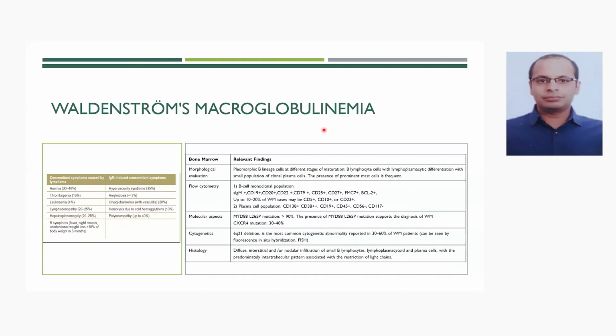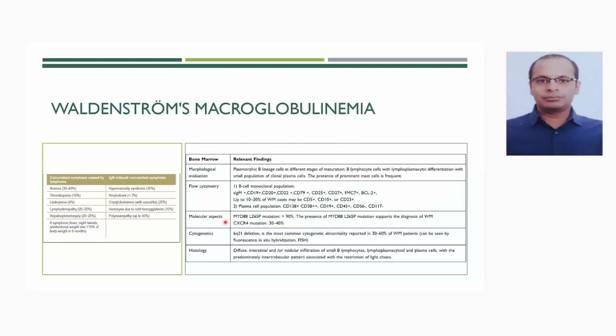How do you evaluate these patients? The malignant cells are basically pleomorphic B lineage cells, mostly lymphoplasmacytic cells. These are lymphoid cells, remember, and a small clone of plasma cells is there. This is important to remember because while determining treatment, you give a lymphoma or chronic lymphoma kind of treatment in these patients. So flow cytometry is characteristic.